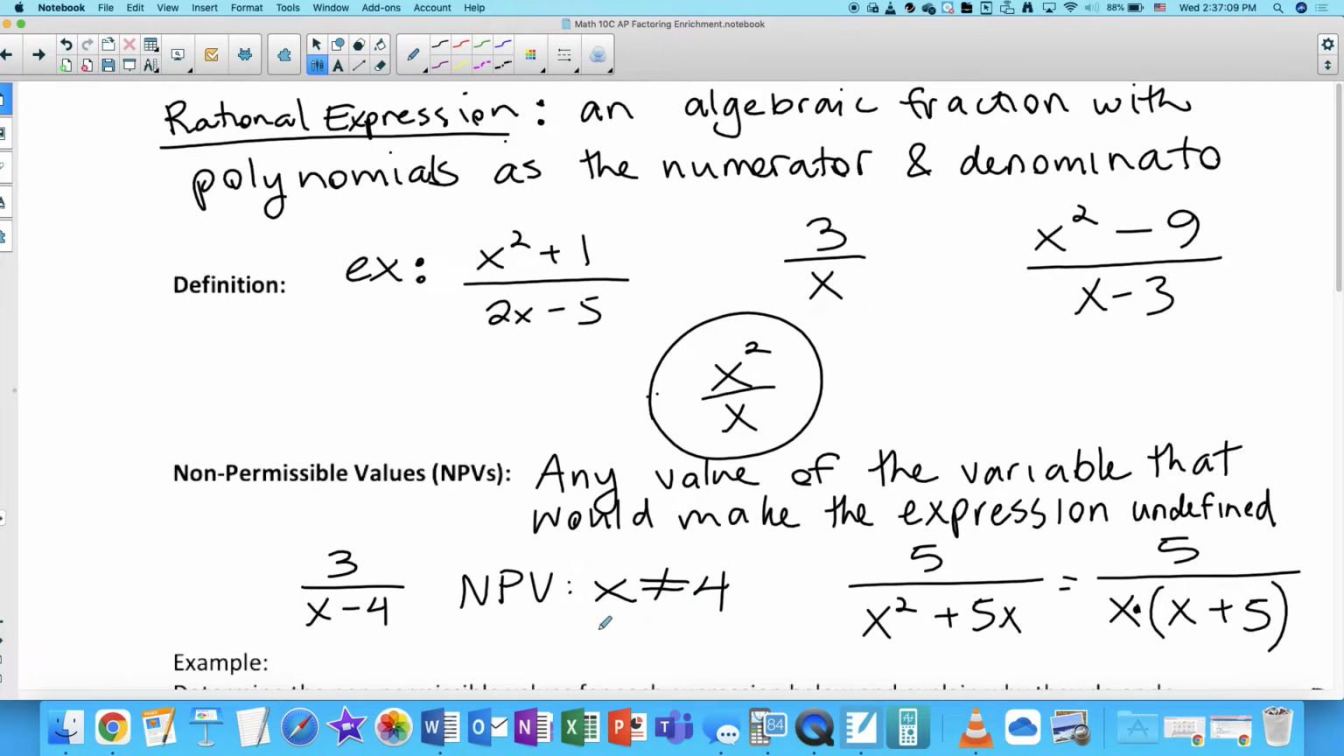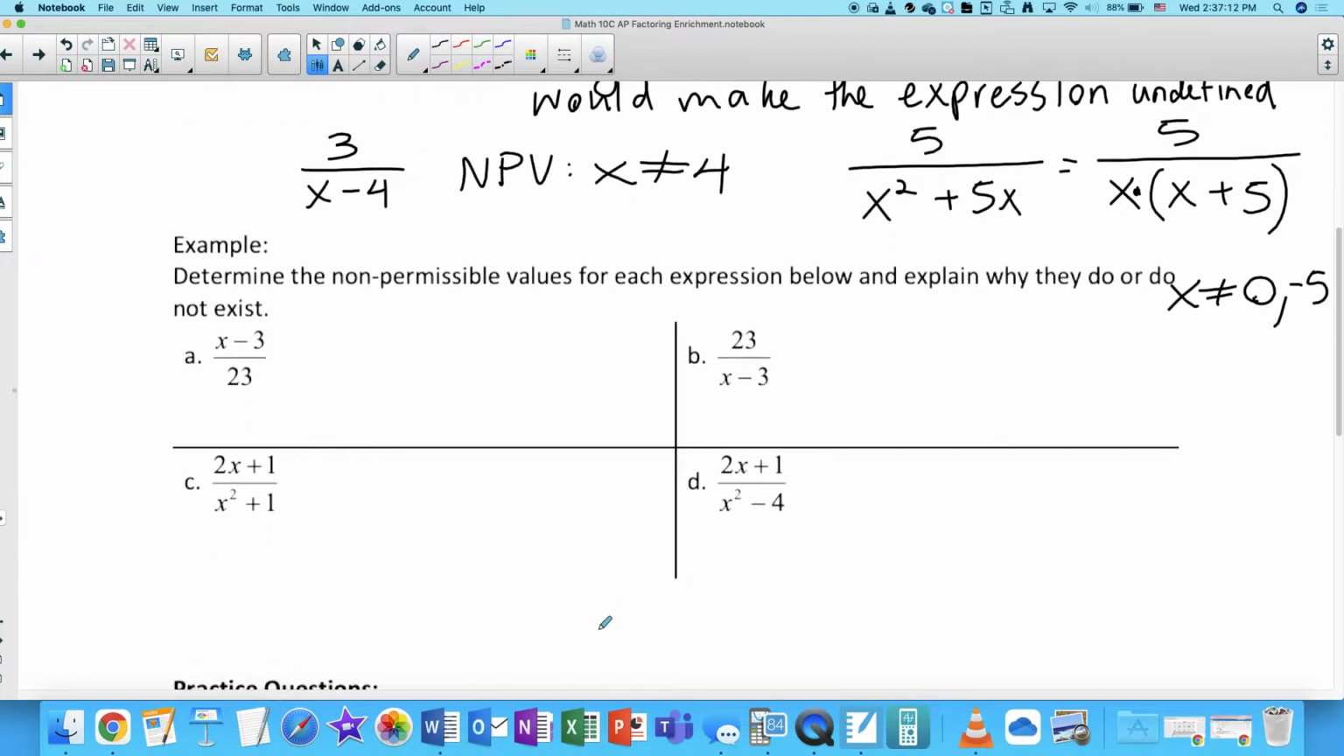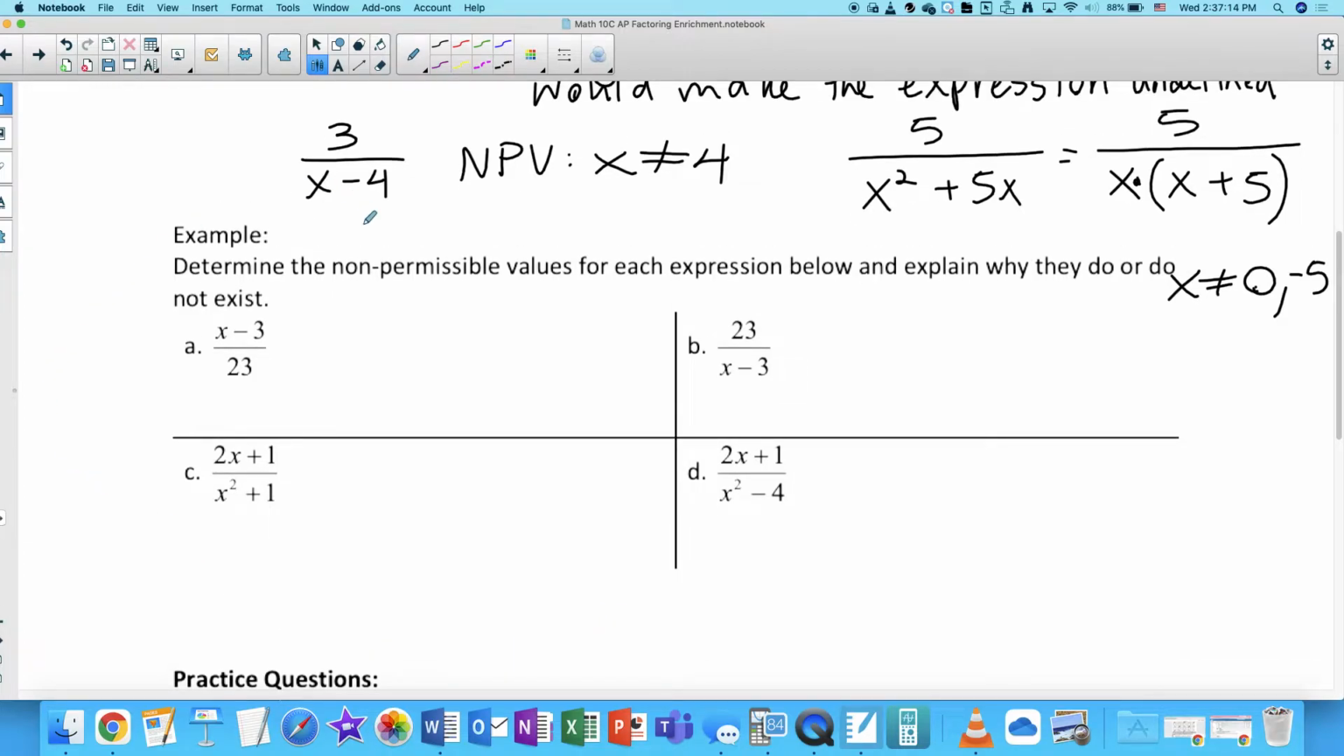All right, but let's keep talking about non-permissible values. Let's do a couple of examples. Let's take a look at this: x minus 3 over 23. What would the non-permissible values be here? Think about this: what value of x makes the denominator 0? The denominator is just 23, that's it.